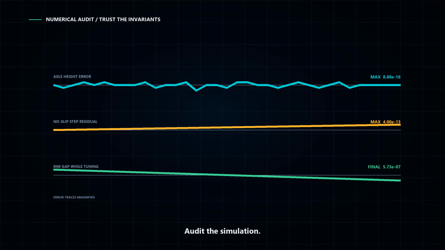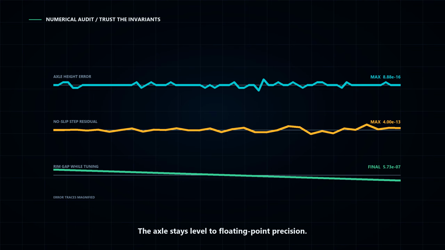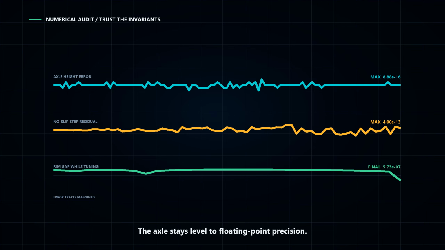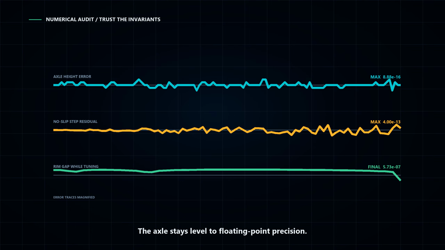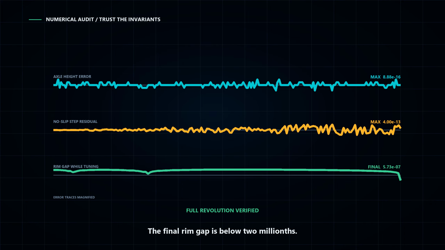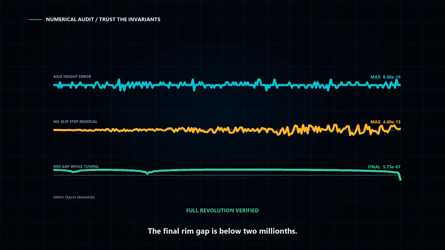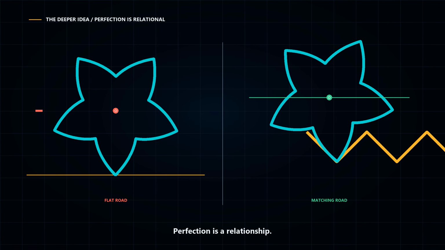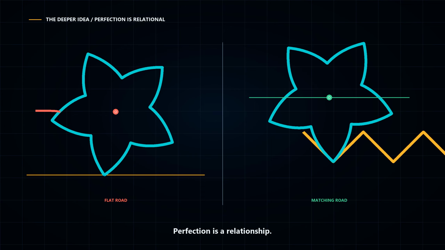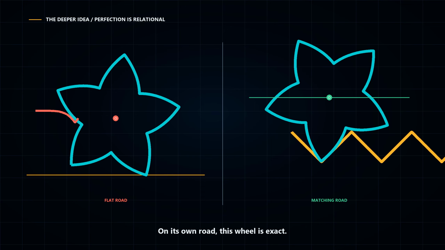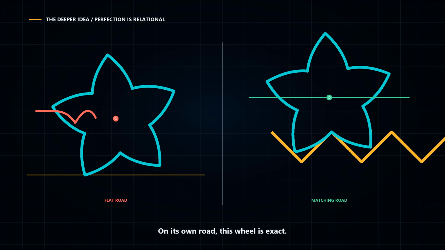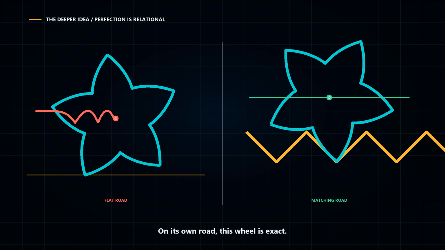Finally, audit the simulation instead of trusting the picture. Across a full revolution, the reconstructed axle remains level to floating point precision. The no-slip step residual is effectively 0, and the final rim point returns to within 2 millionths of the first. That is the deeper idea. A shape is not perfect by itself. Perfection describes a relationship between the shape and the world around it.